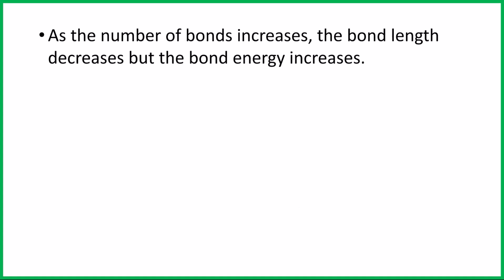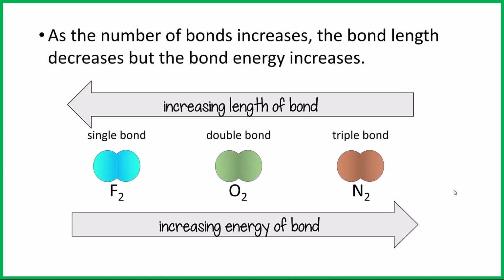So as the number of bonds increases, the bond length decreases, but the bond energy increases. So we've got a single bond at this end, double bond in the middle, triple bond at this end. The length of bond is increasing as we go from right to left. Single bonds have the longest bond length. Triple bonds are the shortest, but the energy increases from left to right because single bonds have the least amount of energy. Triple bonds have the greatest amount of energy required to break them.